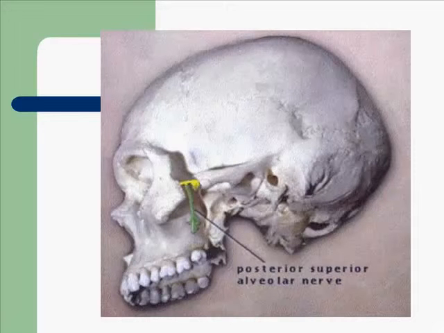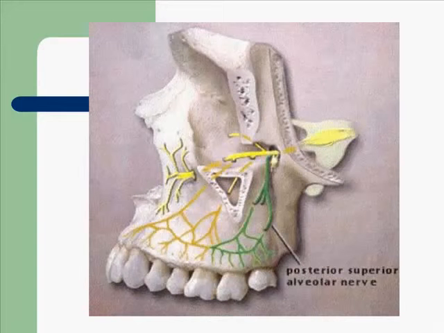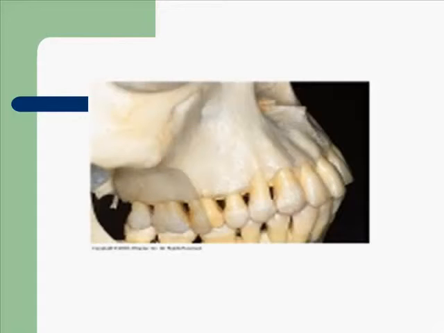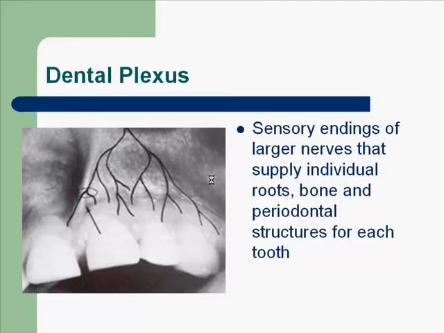So here's the PSA, posterior superior alveolar nerve. Here it is again in green. Notice that it does not innervate the mesiobuccal root of the maxillary first molar. So if you're working on the first molar, you'd have to anesthetize both the posterior superior alveolar and then the middle superior alveolar. A dental plexus, we should talk about, is sensory endings of these larger nerves that supply individual roots, bone, and periodontal structures for each tooth. Sometimes you can innervate this area here for this area.